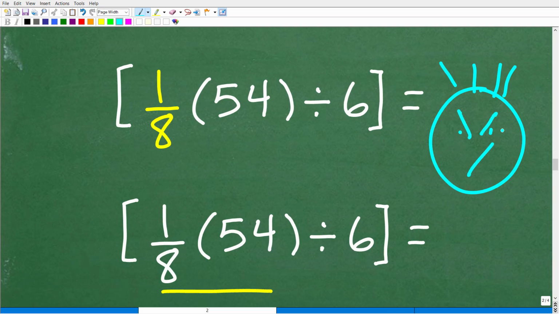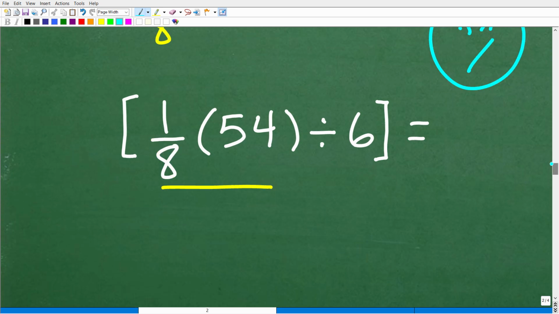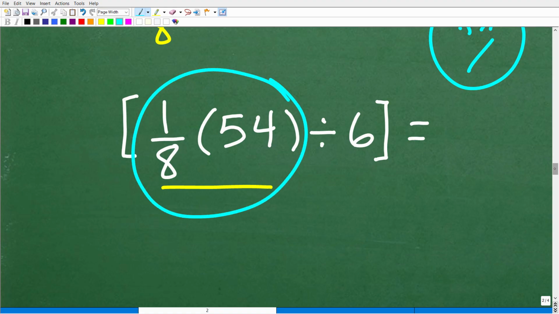Their actual expressions kind of like this. Oh man, why do we have to do fractions? Well, you got to understand fractions to be successful in math. All right, so we have brackets 1/8 times 54 divided by 6. Again, you're just going to take this one step at a time. So let's focus on what this is equal to.